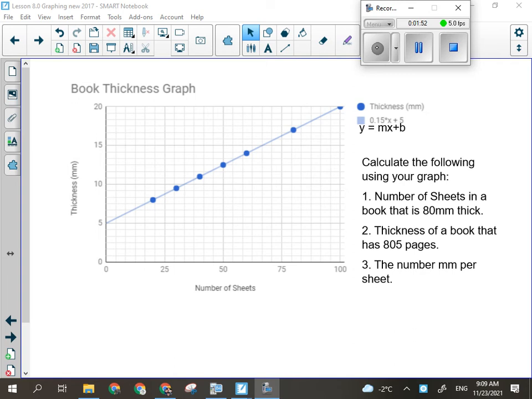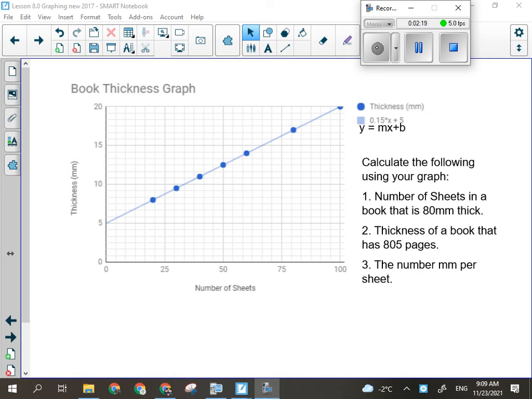So this first question, what am I being asked to find? Y or x? Right. I'm being asked to calculate x because they gave me what's on the y-axis, the thickness. So that's what I have to look at when I'm trying to solve a problem about a graph. What did they give me? And what does my equation give me?